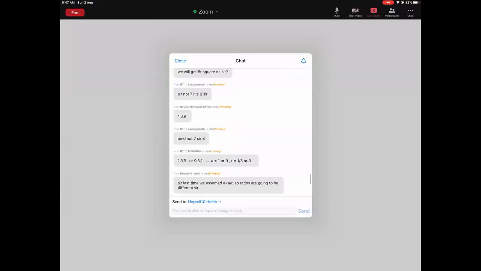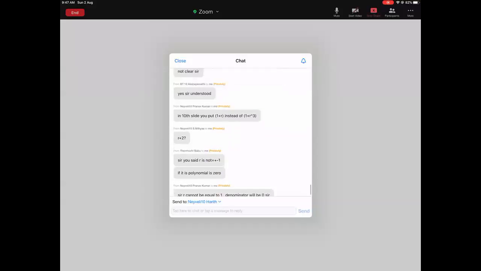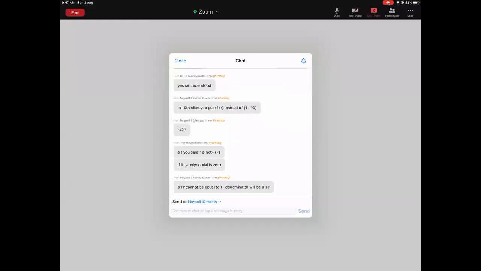Okay, yes sir, 10th slide. If the polynomial is 0, sir, you said r is not, that is okay. So we can't accept that solution. For the polynomial, plus 1 is okay, but we can't accept that solution. So the only solution we can accept is r is equal to 3.